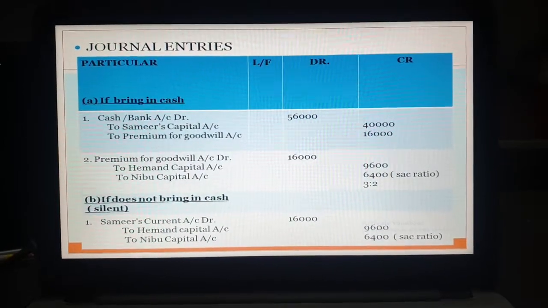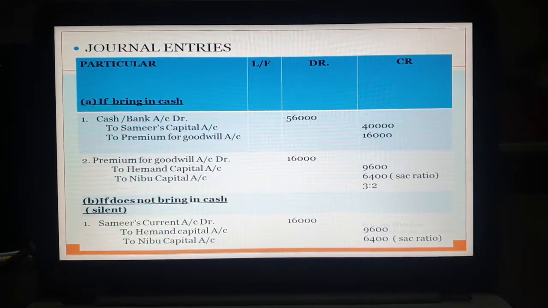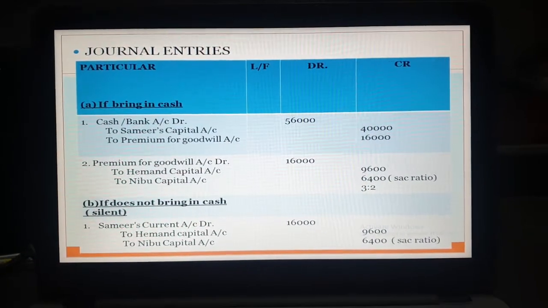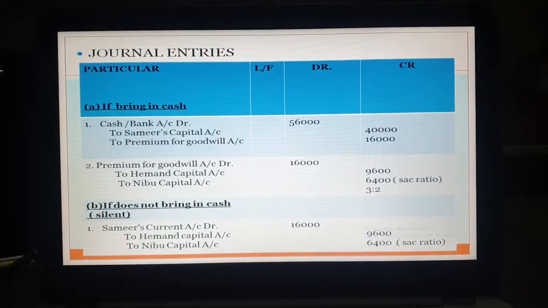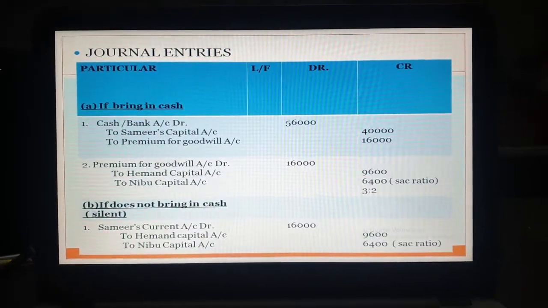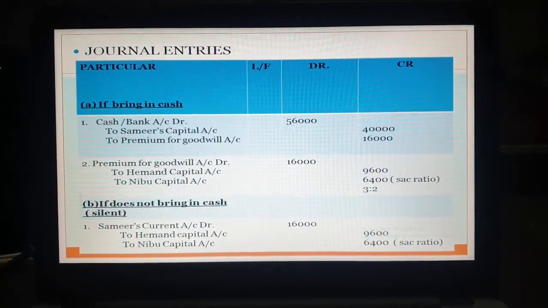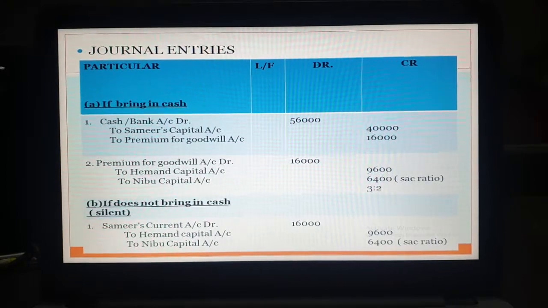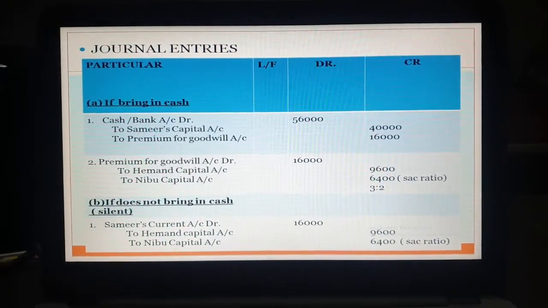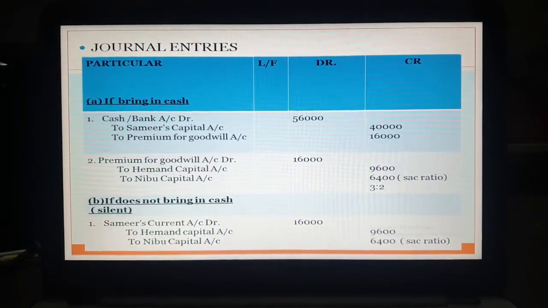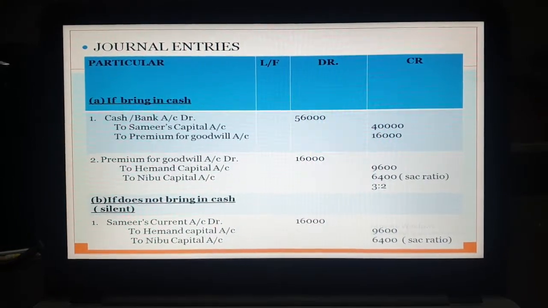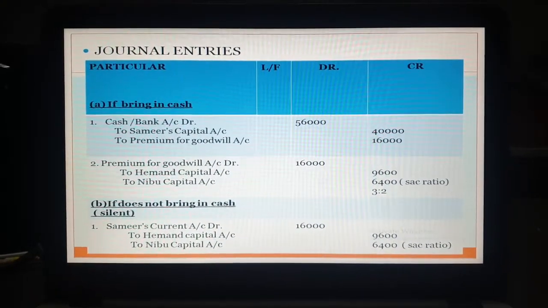So this is about how to calculate hidden goodwill, how to calculate the goodwill of the new partner, and if he brings it in cash then you have to pass the first two entries. If he does not bring it in cash then you have to pass the second case and only one entry. And if nothing is given in the question regarding bringing in cash or not, you have to consider that the new partner does not bring his share of goodwill in cash. So this is all about hidden goodwill.